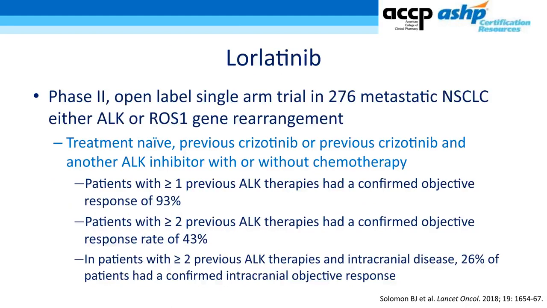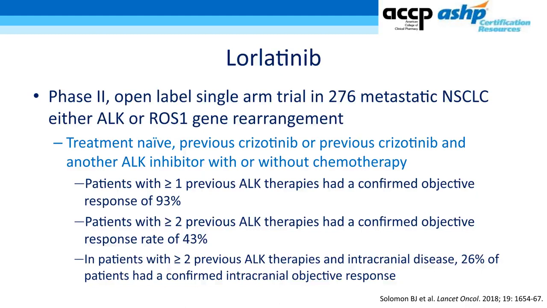So Lorlatinib can be recommended in the second or third line setting based on the prior ALK inhibitor utilized for the patient. And this was based on an approval from a phase 2 open label single arm trial of 276 patients with either ALK or ROS1 gene rearrangement. The patients were stratified to treatment naive or patients that had previous Crizotinib or previous Crizotinib and another ALK inhibitor with or without chemotherapy. So quite a diverse patient pool.